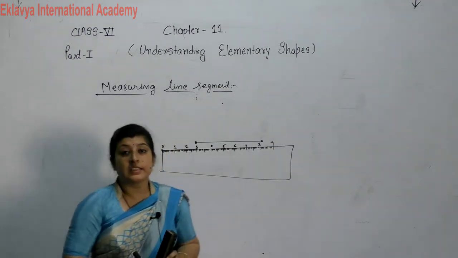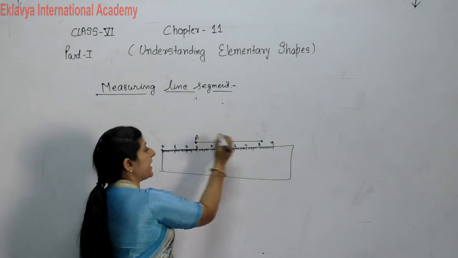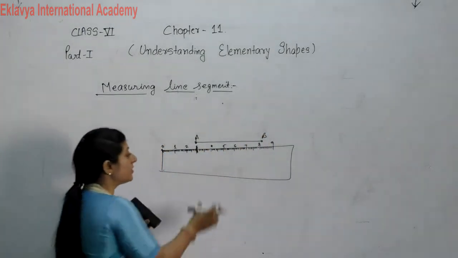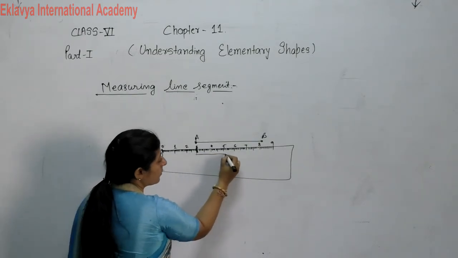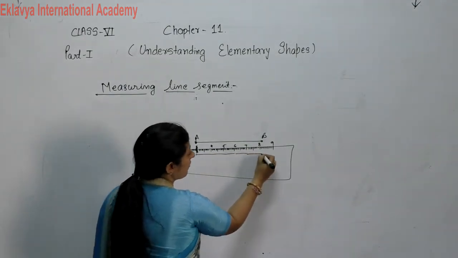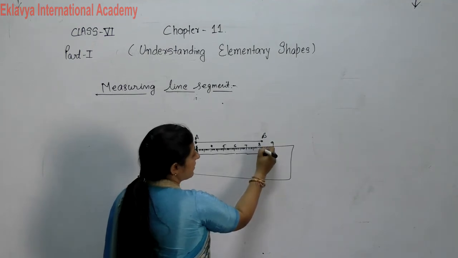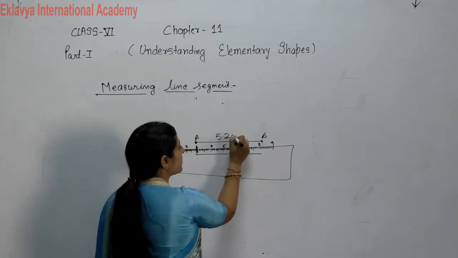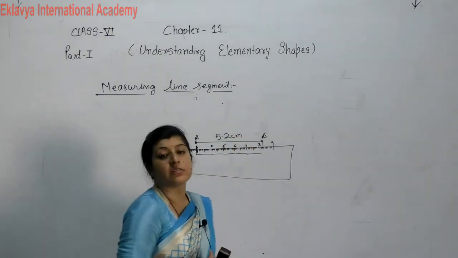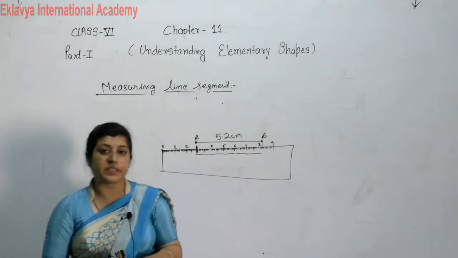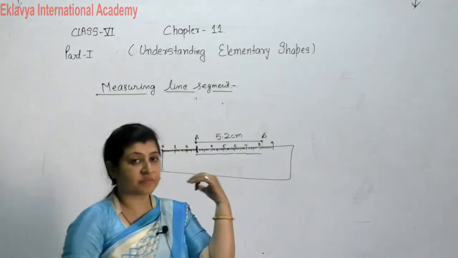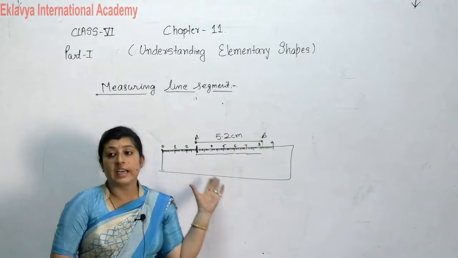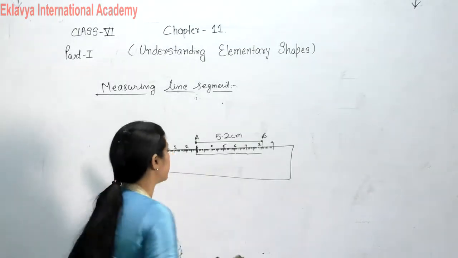See, suppose you start this point A from 3 centimeter. Then count 1, 2, 3, 4, 5. 5 complete. Then after that 1, 2, 2 divisions. It means the length of this line segment is equal to 5.2 centimeter. In this way we can use a ruler and we can measure the length of a line segment.